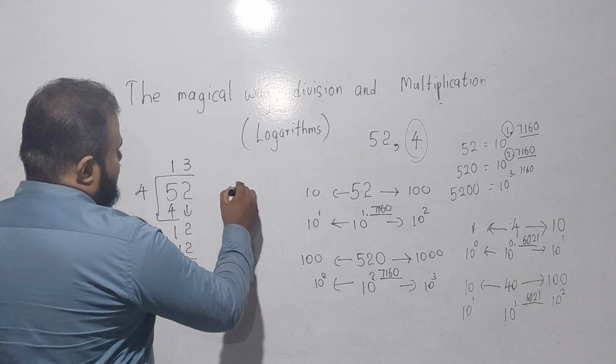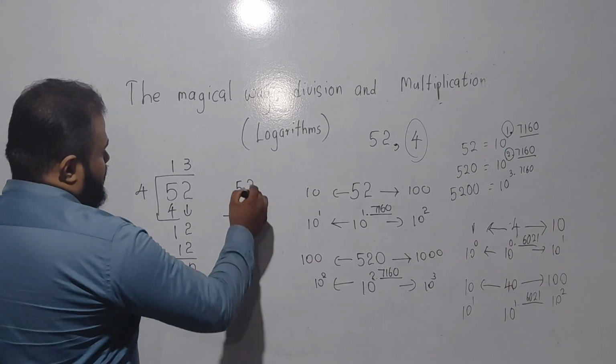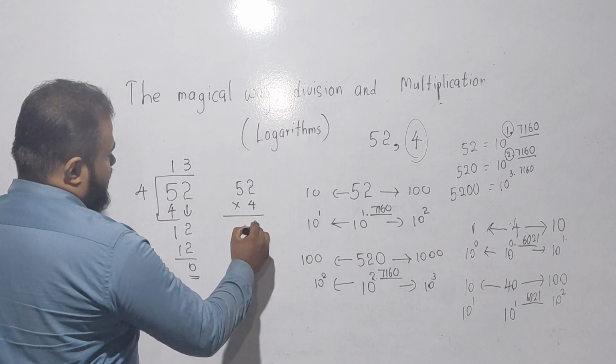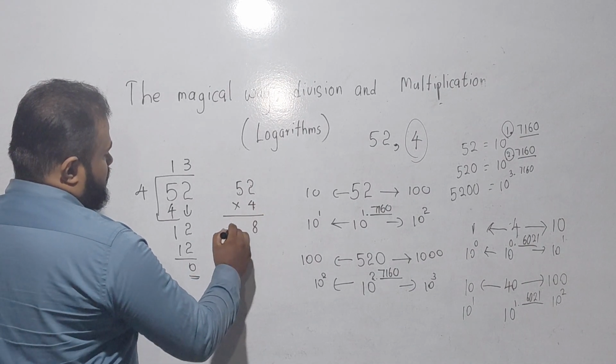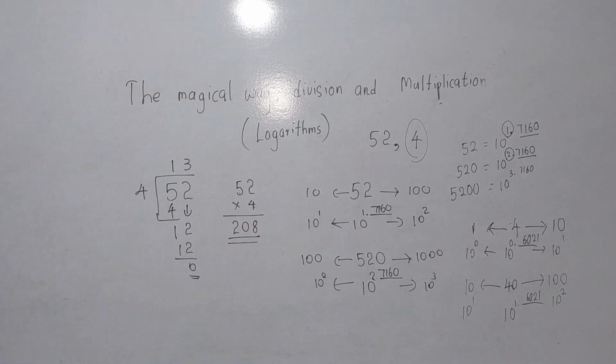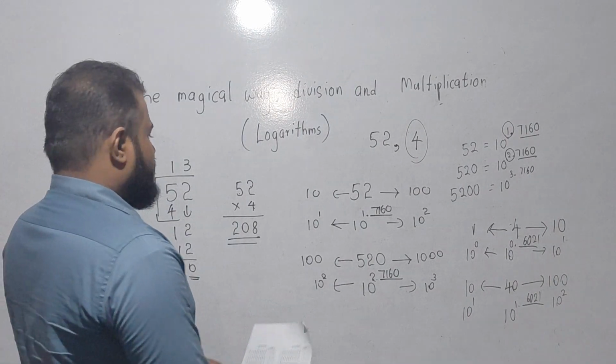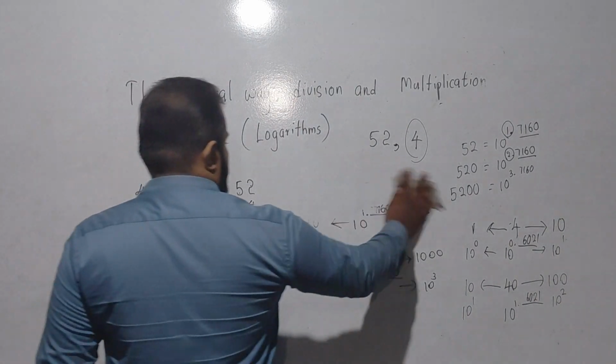And also let's multiply 52 by 4. It will give us 2 times 4, 8. 5 times 4, 20. It gives us 208. Okay, let's see how to take this answer using logarithms.